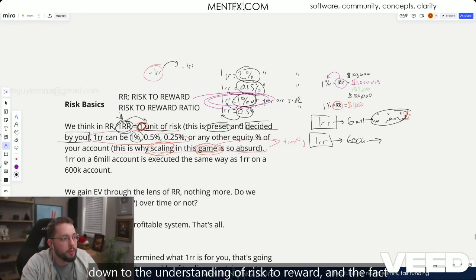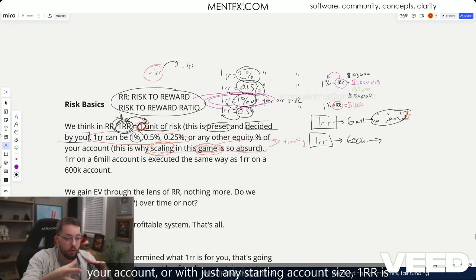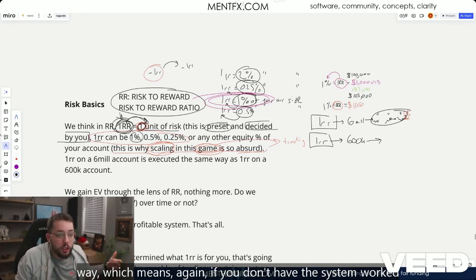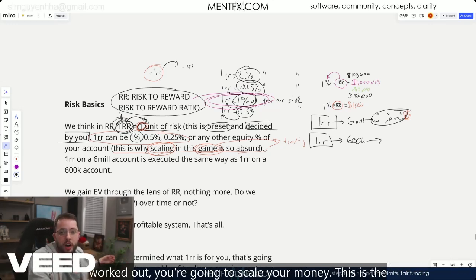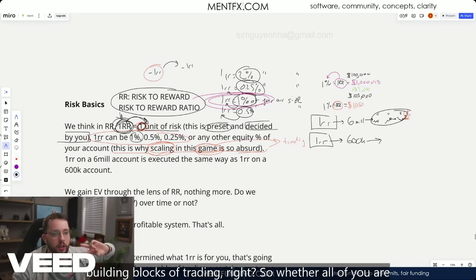And that all comes down to the understanding of risk to reward and the fact that 1RR is 1 unit of risk. And simply with the growth of your account, or with just any starting account size, 1RR is going to be managed and traded pretty much the exact same way, which means, again, if you don't have the system worked out, you're going to lose money. If you have the system worked out, you're going to scale your money. This is the beauty of trading. Those two things are the fundamental building blocks of trading, right?